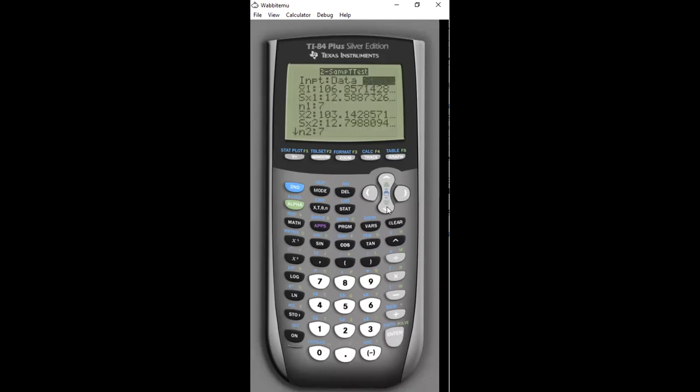Now here, x1 is the women's number, so the mean is 30, and the standard deviation for x1 is 5. The sample size is 20. Now for x2, x2 is men. The average is 27, the sigma is 3, and n is 25.